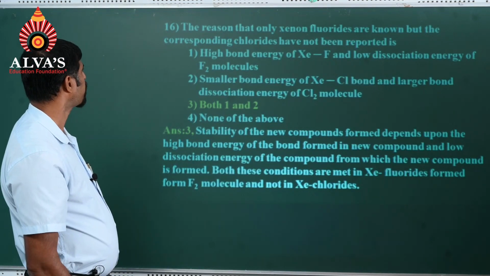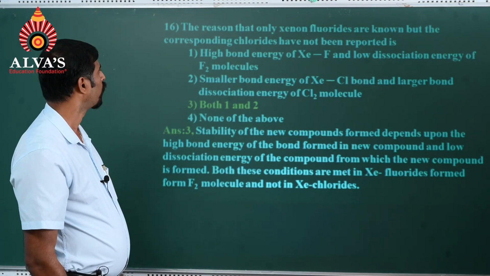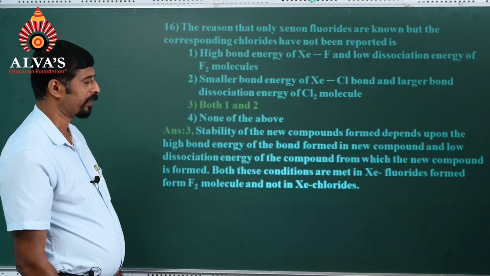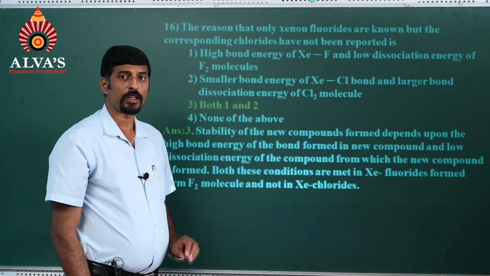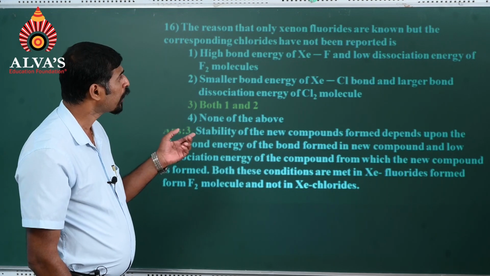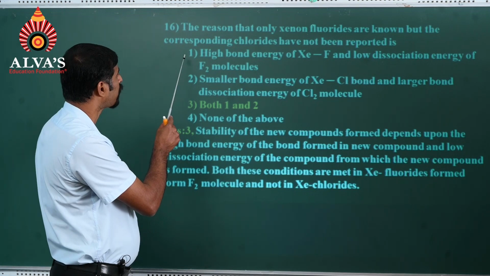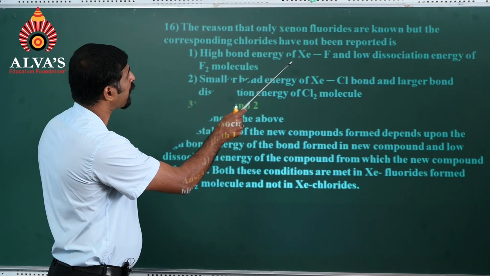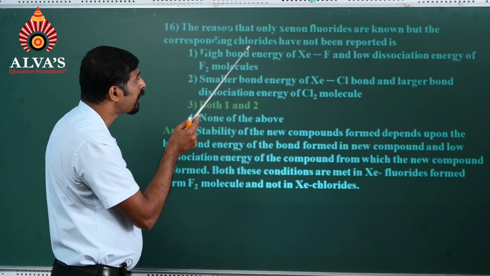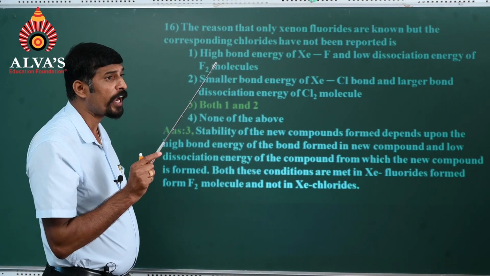Next, we'll move on to question number 16. The reason that only xenon fluorides are known but the corresponding chlorides have not been reported. Please remember, the molecule exists only when the bond between the two elements is stronger. Now, if you observe the first option, high bond energy of xenon fluorine and low bond dissociation energy of fluorine, that easily forms xenon fluorides. But xenon chloride is not formed.